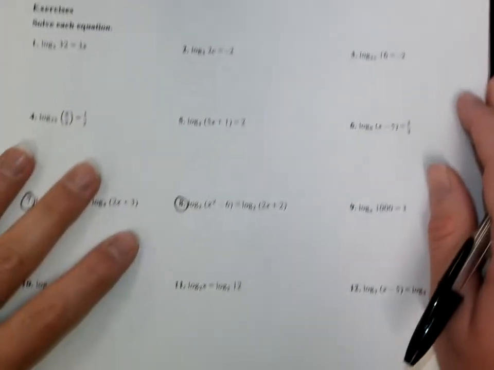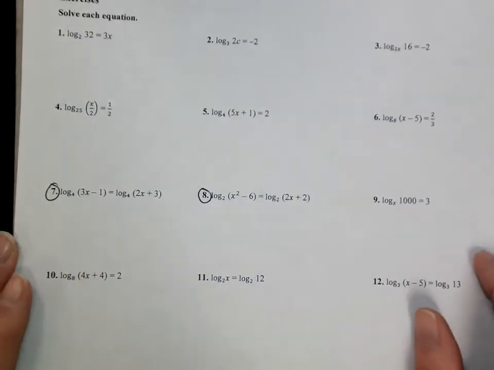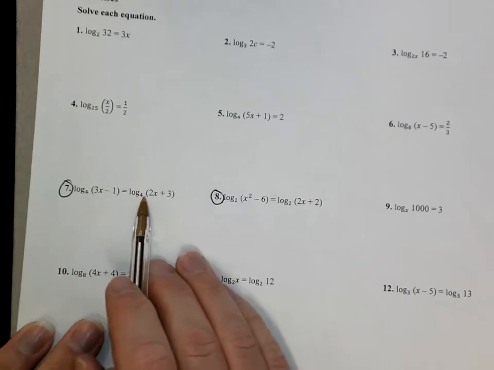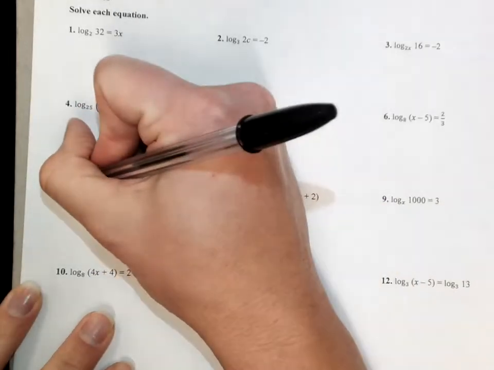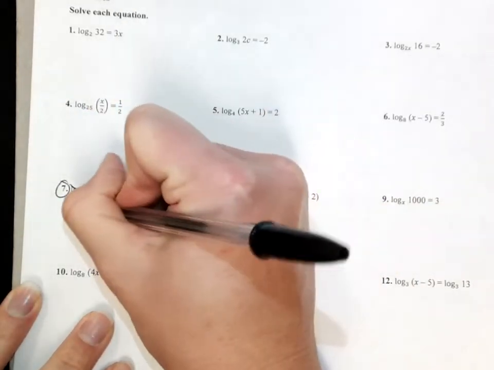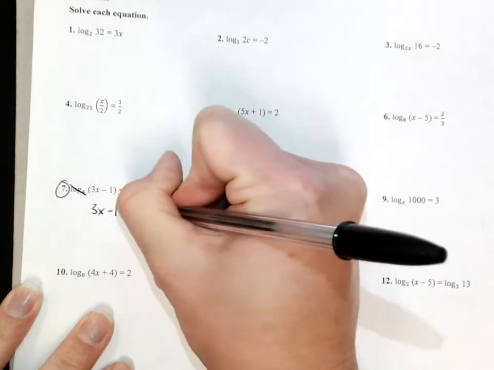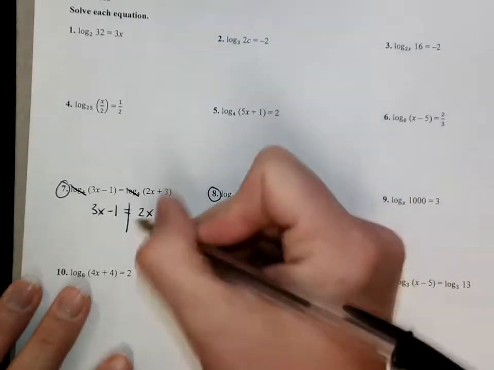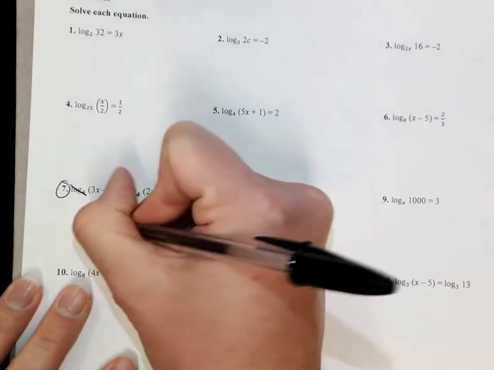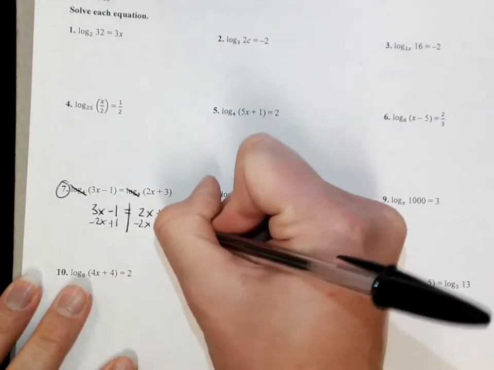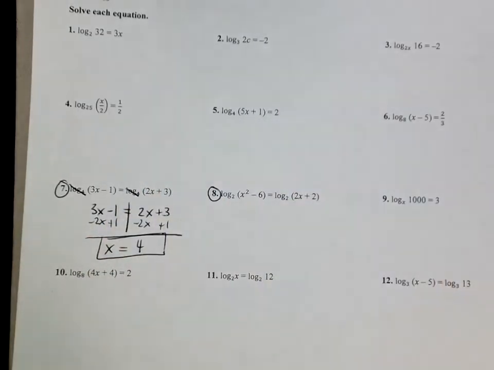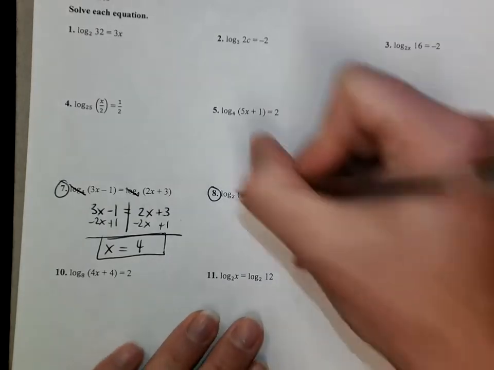So whenever I come down here to questions number 7 and 8, if log base 4 of 3x minus 1 equals log base 4 of 2x plus 3, you can just cancel out the logs and solve the inside part. And again, that makes pretty good sense, right? How else is that going to happen? So when you subtract your 2x and add the 1, you get x equals 4, and that's your answer. Same thing on the next question.